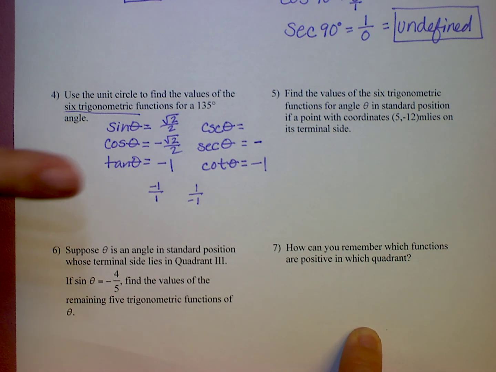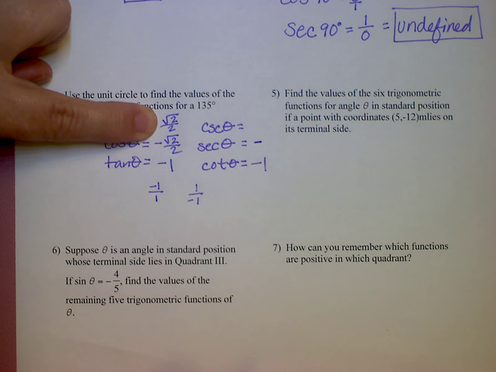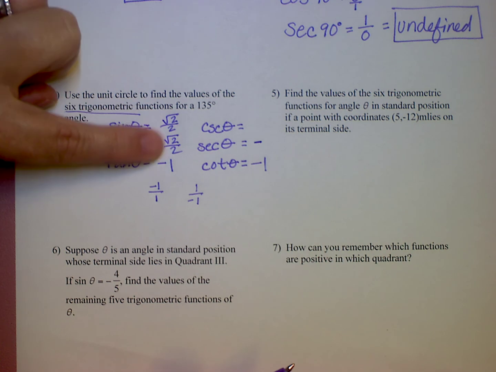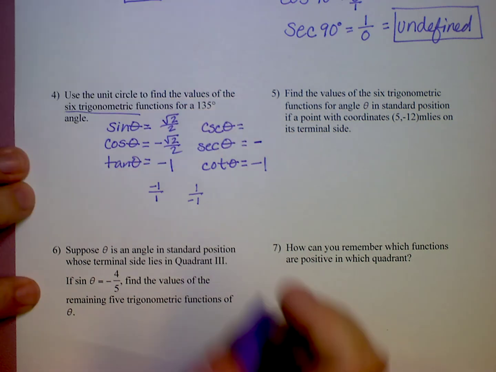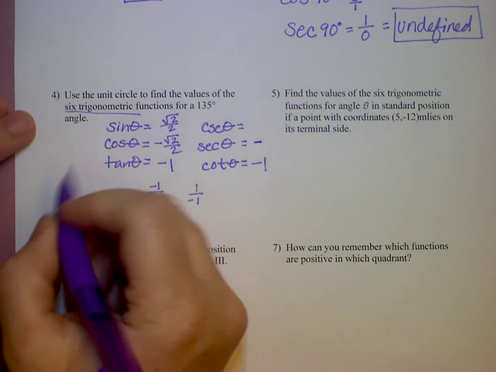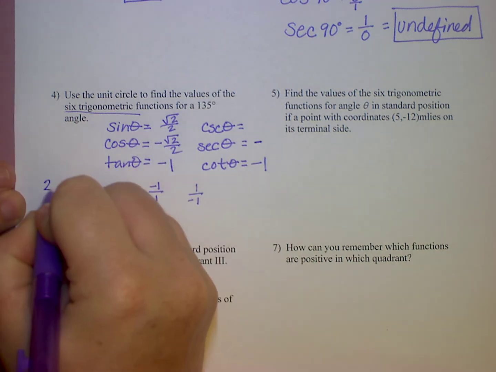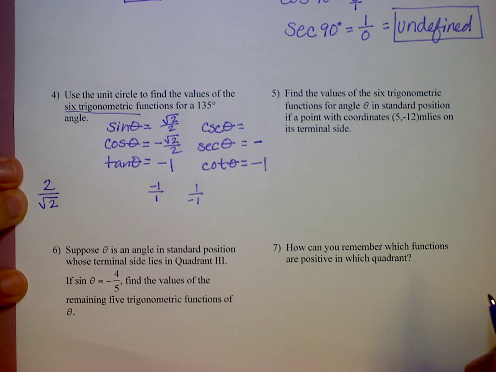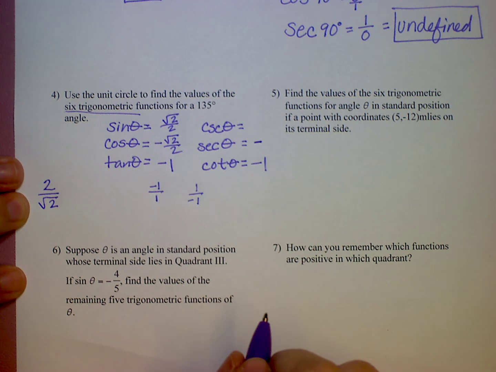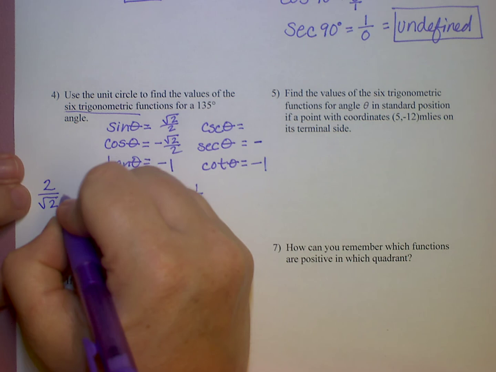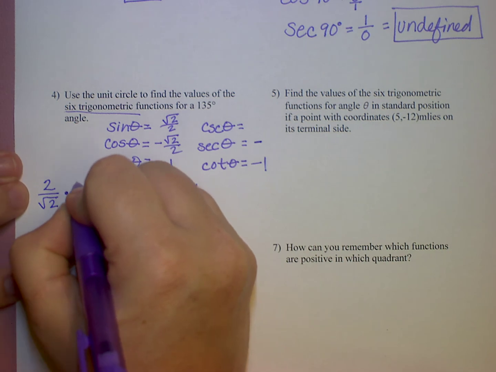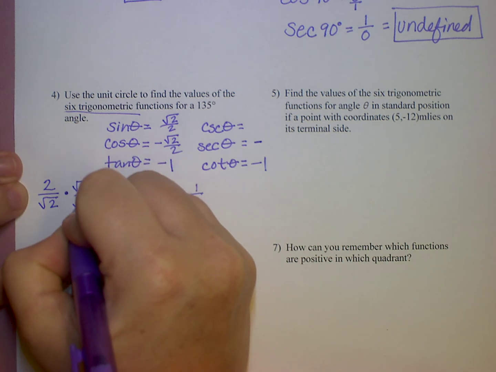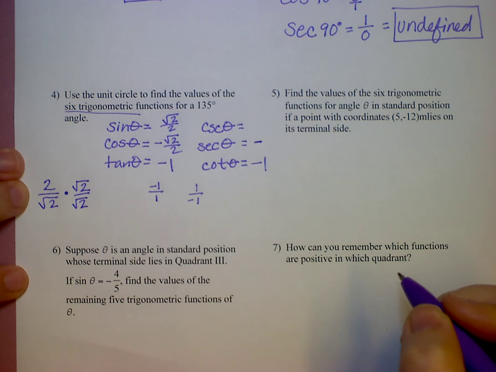So I need to find the reciprocal of root 2 over 2 so that I can fill in my last 2 blanks. Well, the reciprocal of root 2 over 2 would be 2 over root 2, right? Just by flipping it upside down. But there's a problem. We can't leave a radical in the denominator. So how do I get rid of that radical in the denominator? I'm going to multiply by root 2 over root 2. Do you remember doing that?